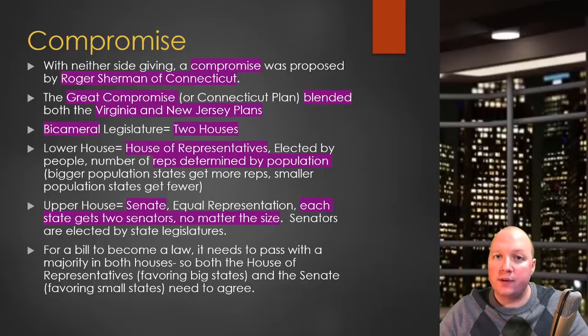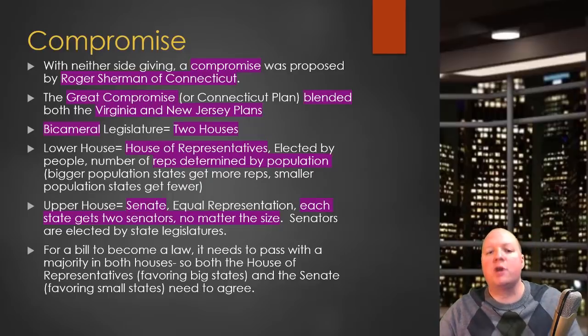named Roger Sherman. So Sherman comes up with what is sometimes called the Connecticut Plan, or sometimes called the Great Compromise. The Great Compromise, as we will refer to it, takes both the Virginia plan and the New Jersey plan and blends them together into something that can be acceptable for both sides. So, under the Great Compromise by Roger Sherman, it calls for a bicameral legislature. So again, bicameral means two houses.